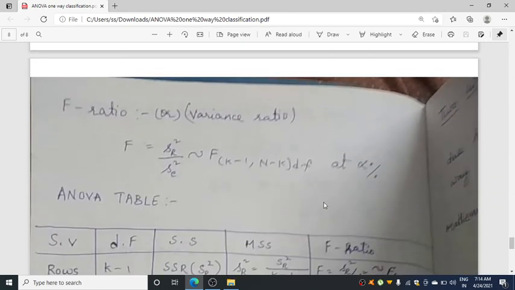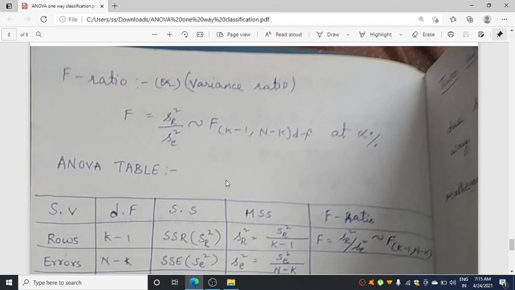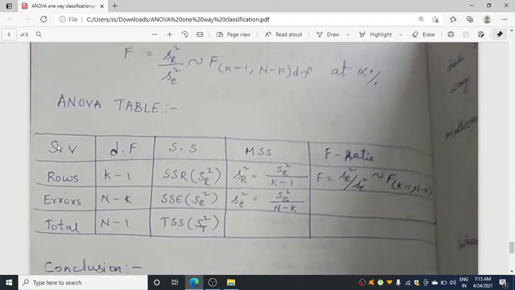After that, the F ratio is nothing but the mean sum of square row by the mean sum of square error. So it will follow the F distribution with k minus 1 and N minus k degrees of freedom at alpha percent. Now the ANOVA table: source of variation, degrees of freedom, sum of square, mean sum of square and F ratio. You will write the table like this.